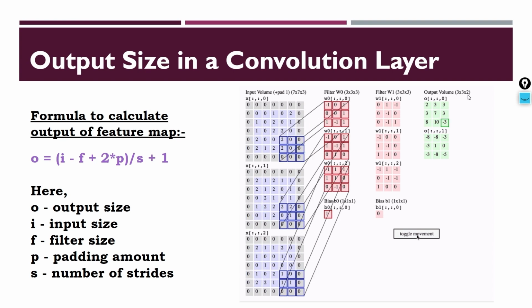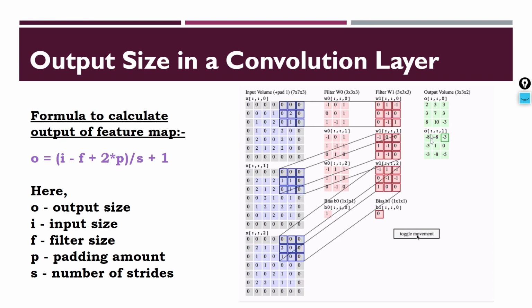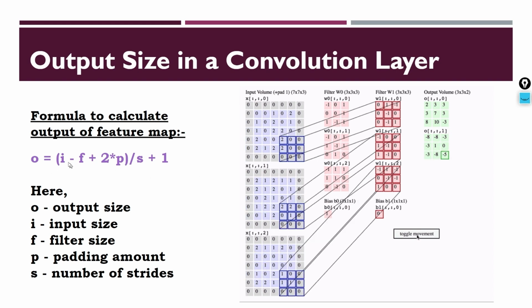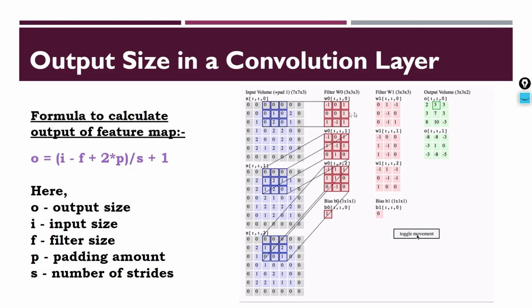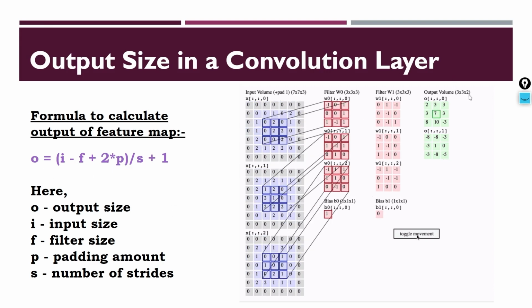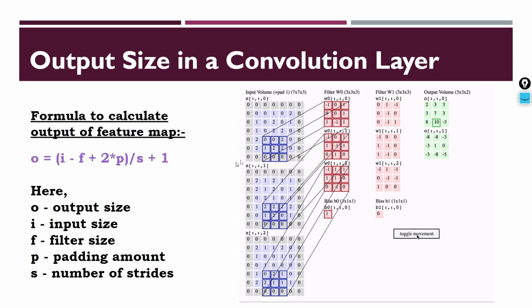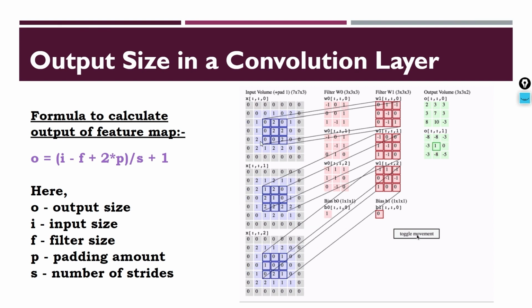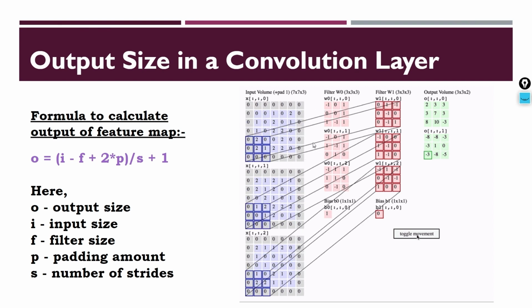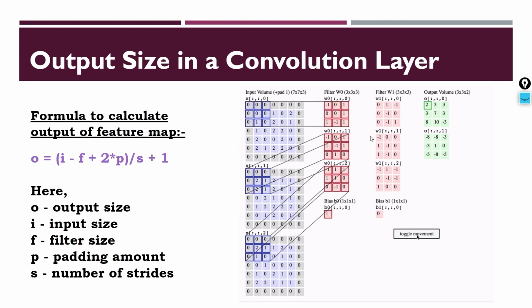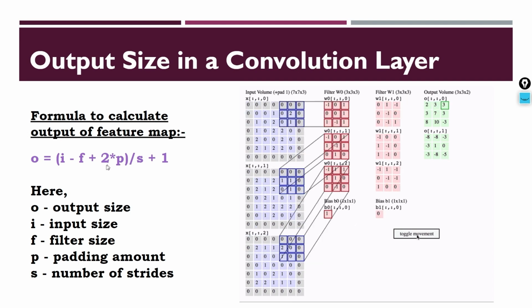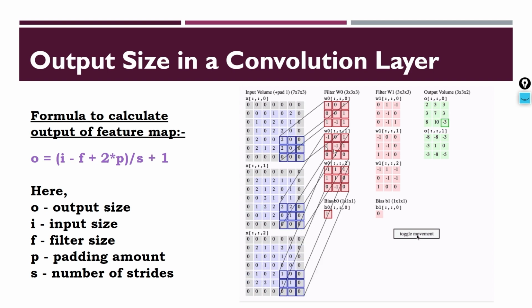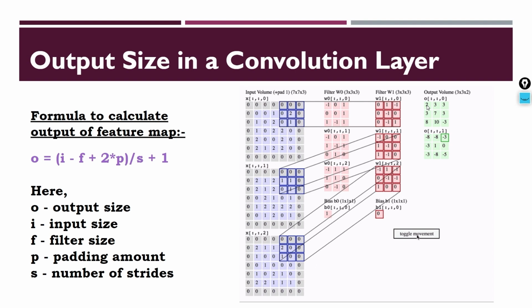Now if I talk about how you get the width and the height of the output, you can simply use this formula. I'll tell you the meaning of I, F, P and S. Just plug in the numbers over here, and you will get 3 and 3. You can implement this for the height, where you consider the height of the input image and the height of the filter. If you are talking about the width, you consider the width of the input image and the width of the filter. So for height you get the height of the output, and for width you get the width of the output. In this case, because both of them are square, the output will also be a square image.